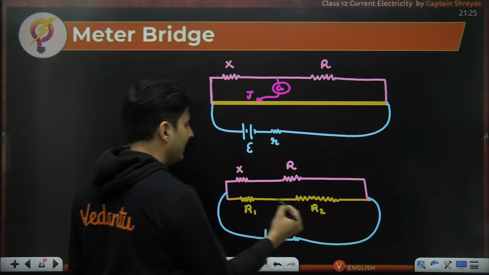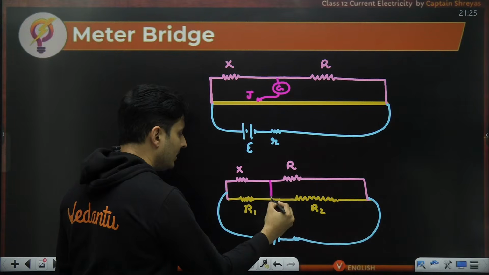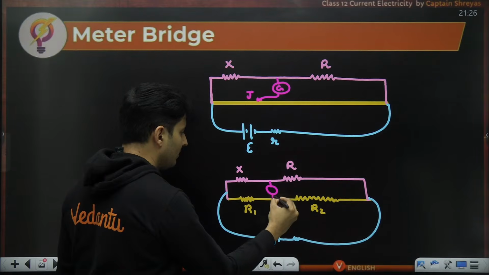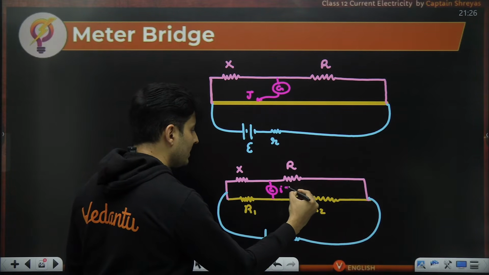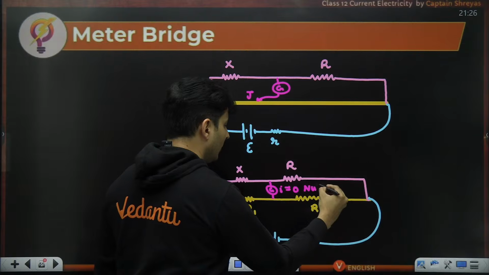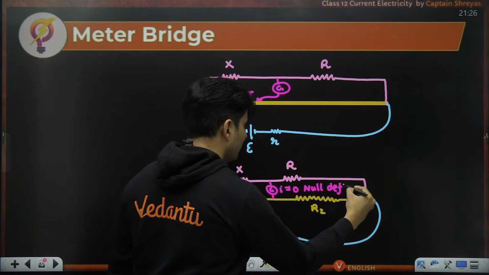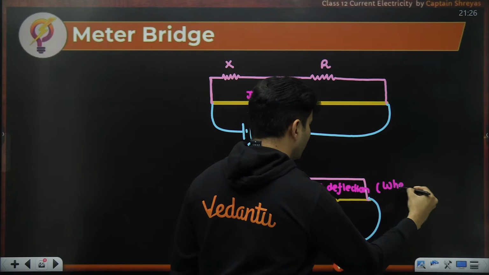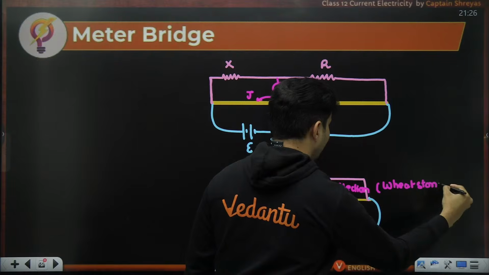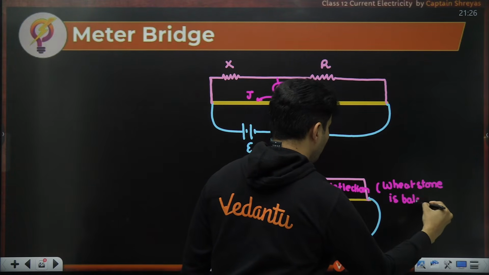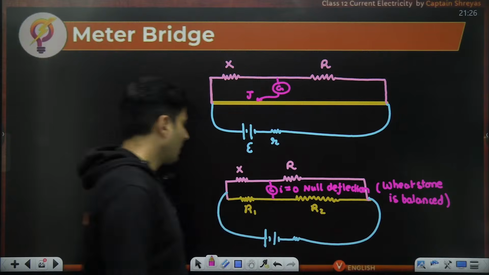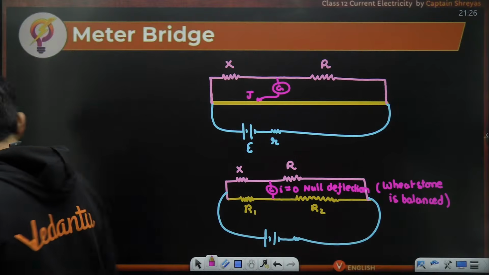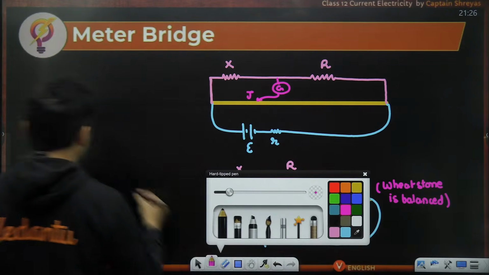And when this bridge is balanced, then the current flowing in this part of the circuit will be basically zero. This is called null deflection, and that's when the Wheatstone bridge is said to be balanced. Is that right? Yeah.